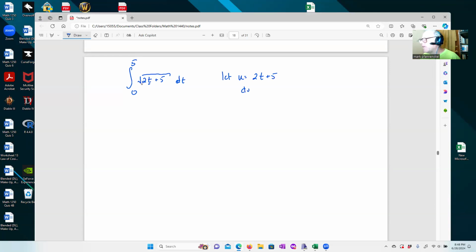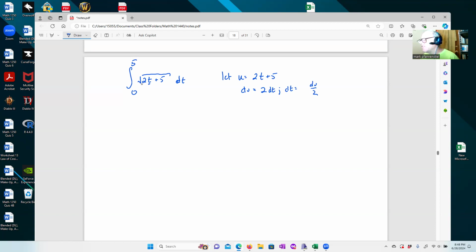Again, always in calculus, when you make a substitution, the first thing you do is take its derivative to make sure that the scaling is correct. And then we're going to go ahead and make a substitution. dt is equal to du over 2. Okay, just solving for dt here.